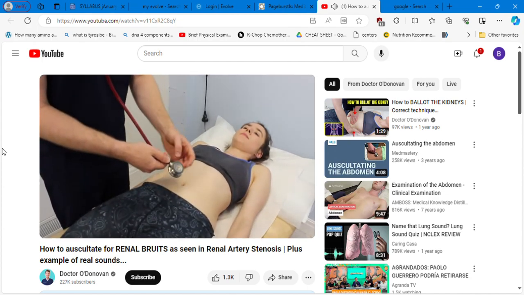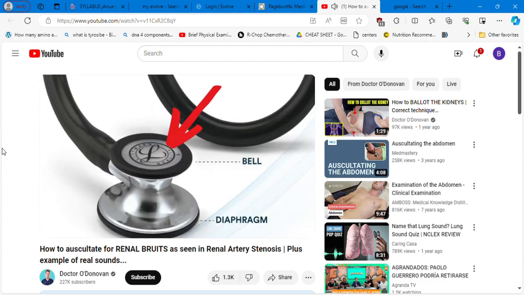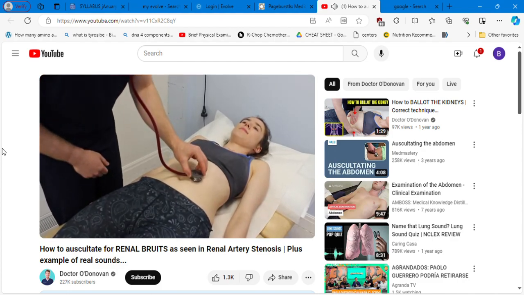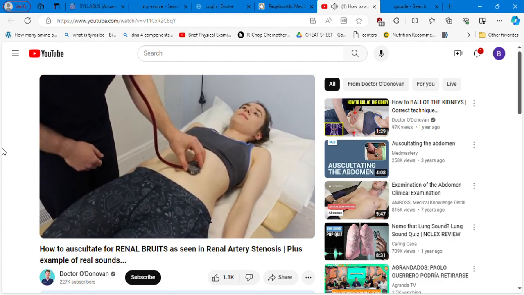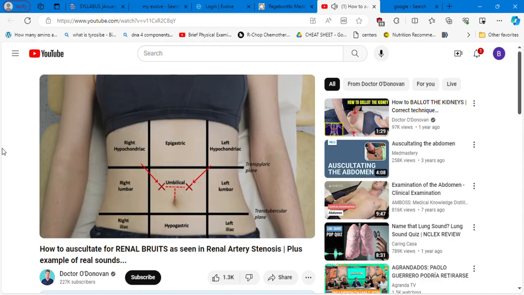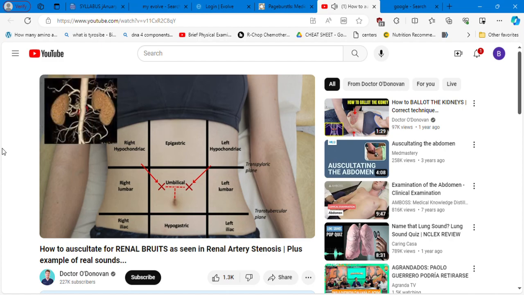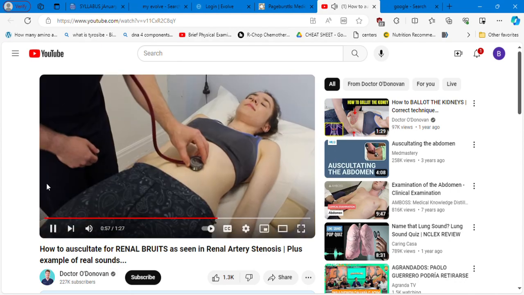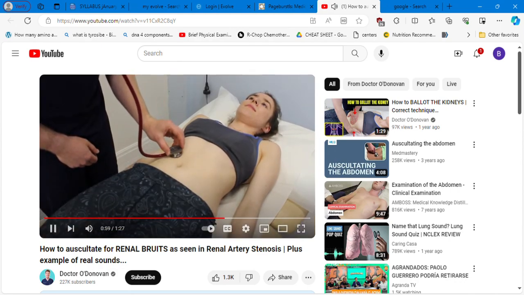You should first set up your stethoscope so that you're listening to sounds through the bell. This is because whereas the diaphragm of the stethoscope is more attuned to relatively high-pitched sounds, the bell is more sensitive to low-pitched sounds like bruits. You should auscultate 1 to 2 centimeters superior to the umbilicus and slightly lateral to the midline on each side. A bruit in this location may be associated with renal artery stenosis. So now that you know how to do this practically, let's listen to the sound of a renal artery bruit.